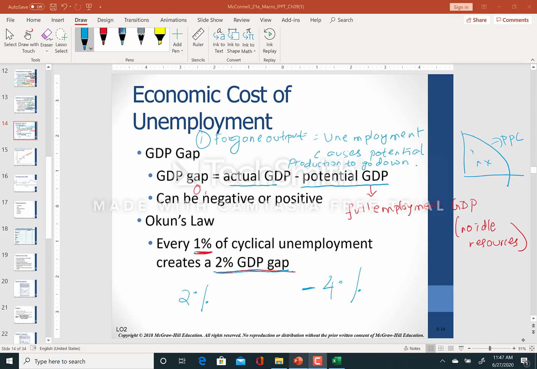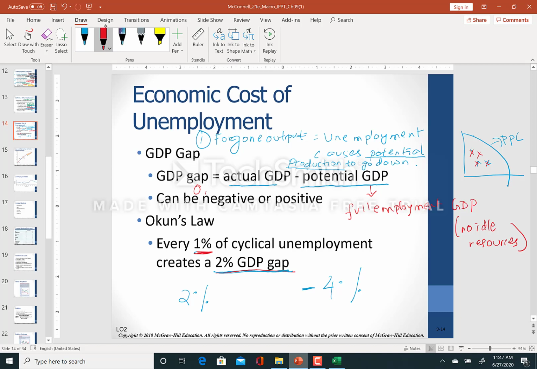In this section, we will look at the economic cost of unemployment. Unemployment means lost output and the potential production in the economy is going down. That means the economy is producing inside the production possibility curve. Economists call this loss of output a GDP gap. The GDP gap is the difference between actual gross domestic product and potential gross domestic product.